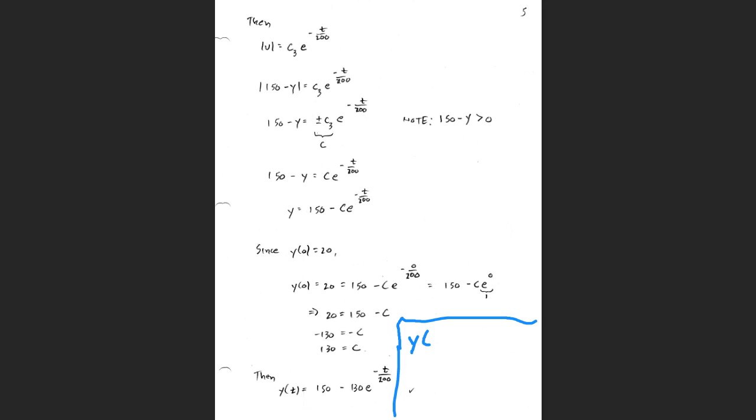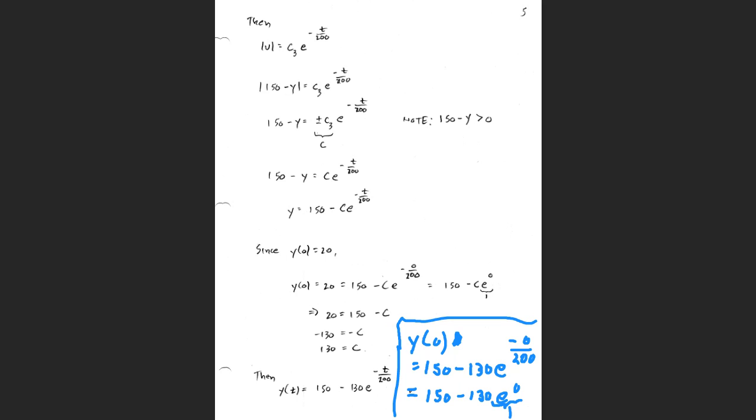Because at time 0, we would have 150 minus 130 times e to the negative 0 over 200 power, but that's 150 minus 130 times e to the 0 power, and e to the 0 power is just 1. So 150 minus 130 times 1 is 20. And that absolutely makes sense. I mean, you start off with 20 kilograms of salt in the tank.